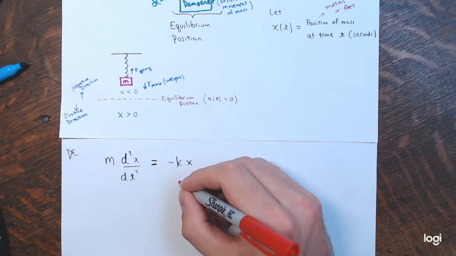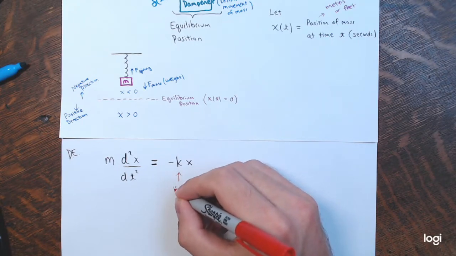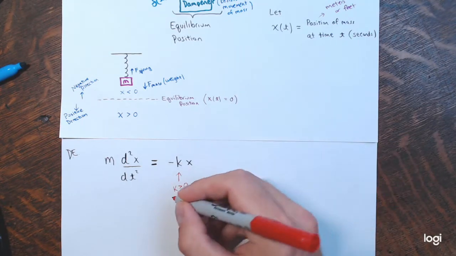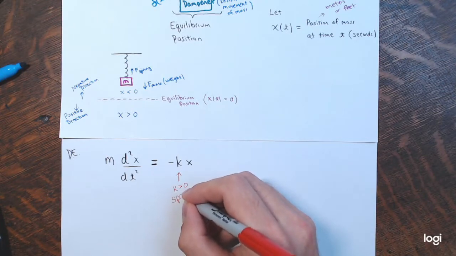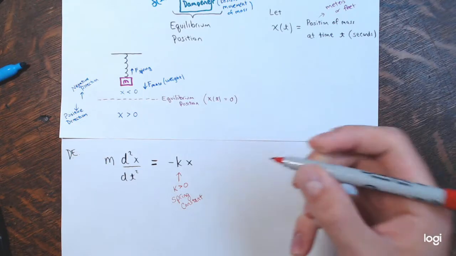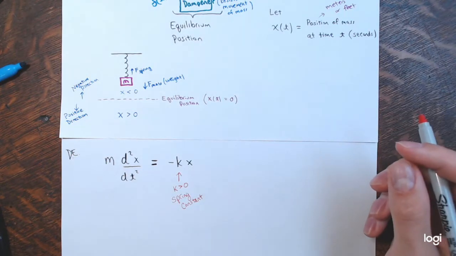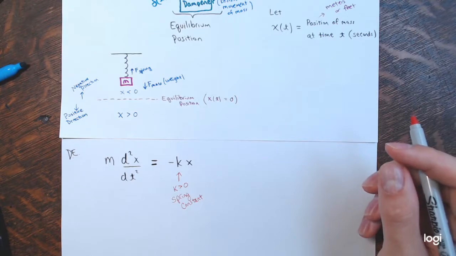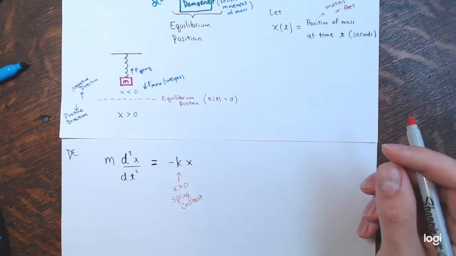And this k is a positive constant. This is the spring constant, which again you can find from Hooke's law, that force equals k times s, where s is the equilibrium amount of stretch in the spring when a mass of size m is put on it.